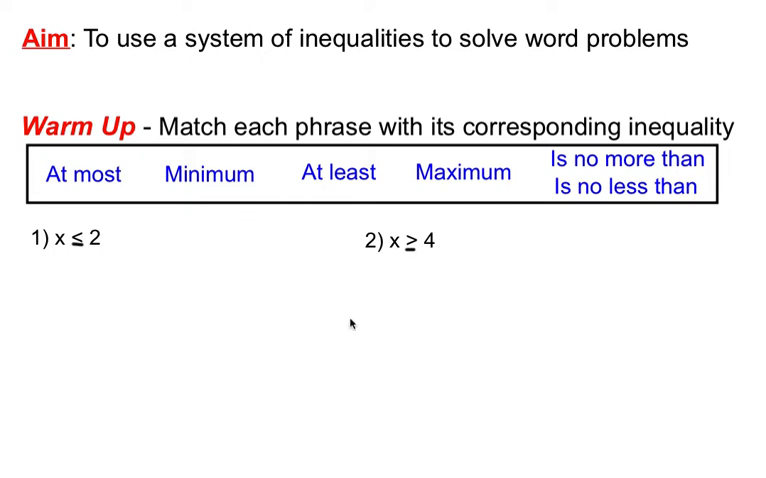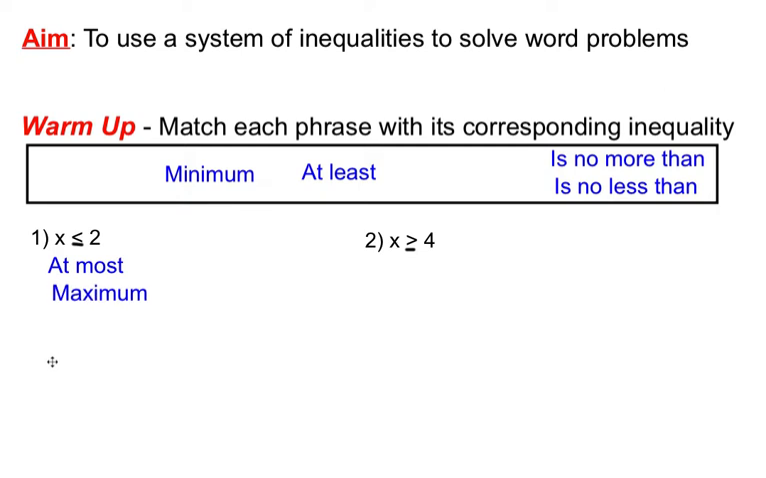Okay, let's see how you did. So the first inequality is x is less than or equal to 2, which if you think about it, means that the value of x cannot go above 2. So the phrase at most actually goes with that inequality because you don't want to go above 2. Another one that goes with that, the same thing as at most, is maximum. So we'll move that there as well.